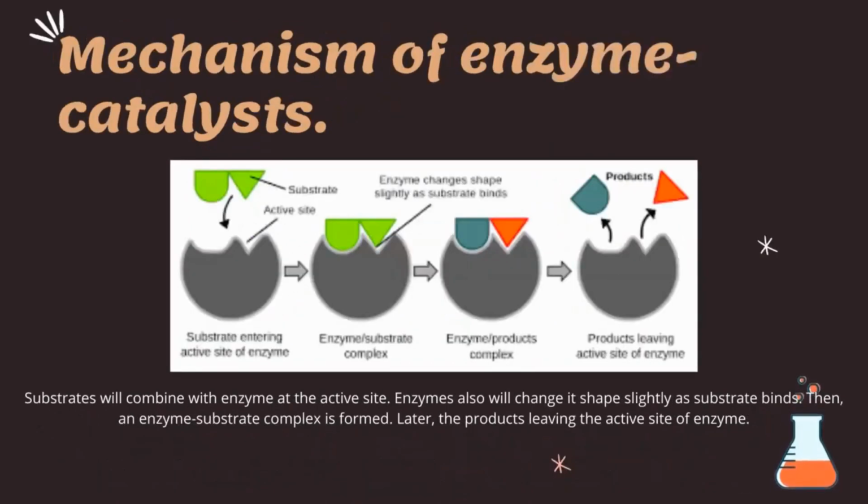Substrates will combine with the enzyme at the active site. The enzyme will also change its shape slightly as the substrate binds. Then, an enzyme-substrate complex is formed. Later, the products leave the active site of the enzyme.